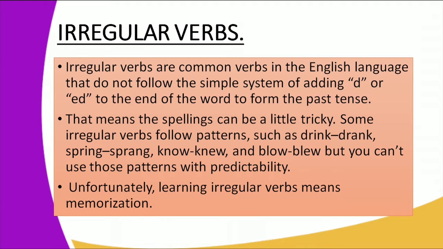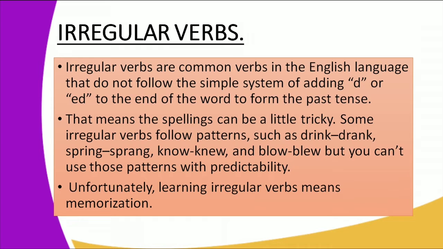Next, we have the irregular verbs. And we are saying that irregular verbs are common verbs in the English language that do not follow the simple system of adding ed to the end of the word to form the past tense. This means the spellings can be a little tricky. Some verbs follow patterns such as replacing i with a. Examples: drink, drank, spring, sprang, know, knew, blow, blew, and others.